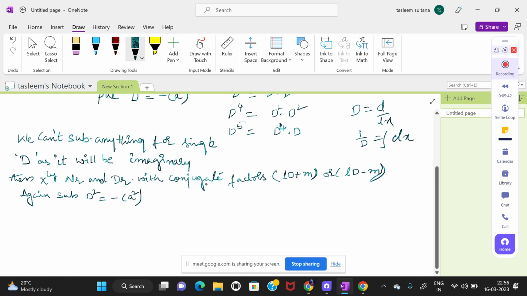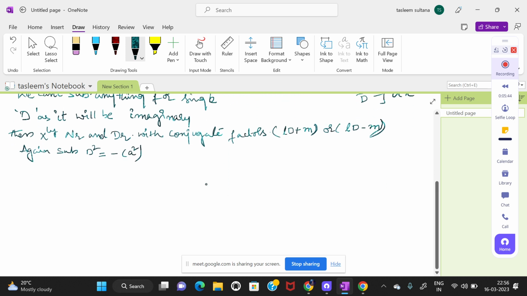And after substituting it, your denominator part should not become equal to 0. This is the case.